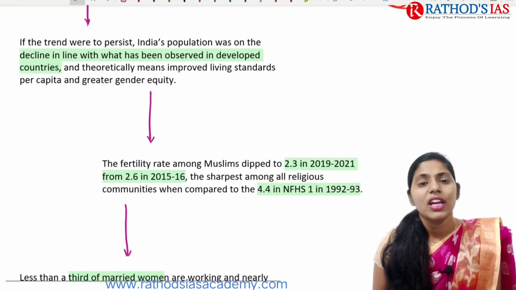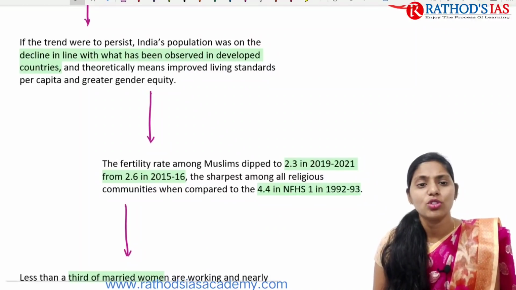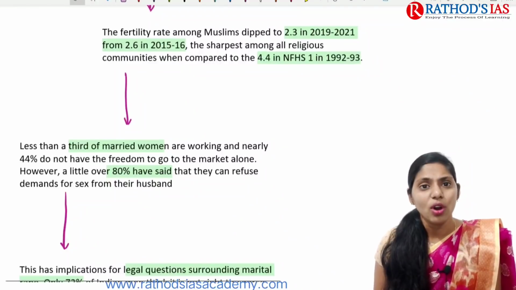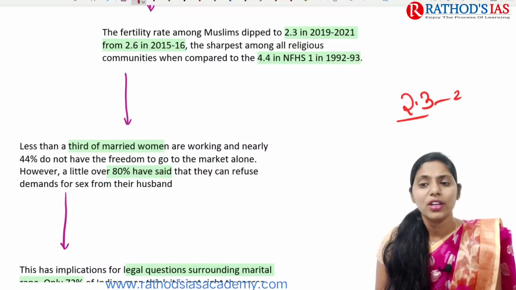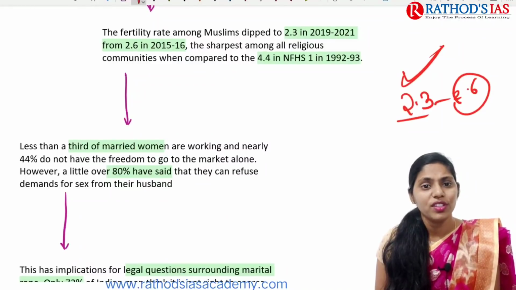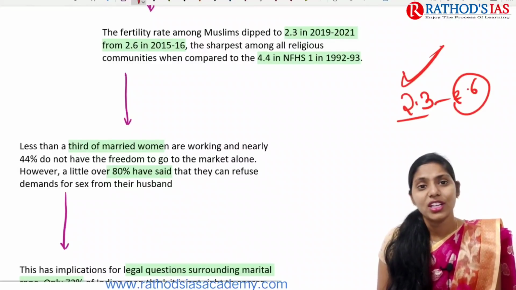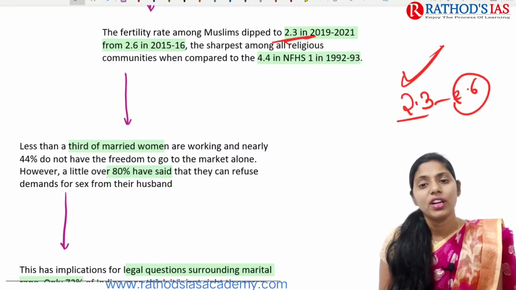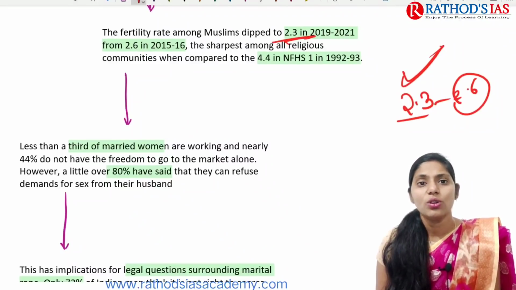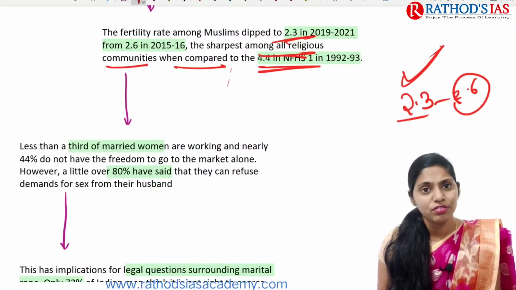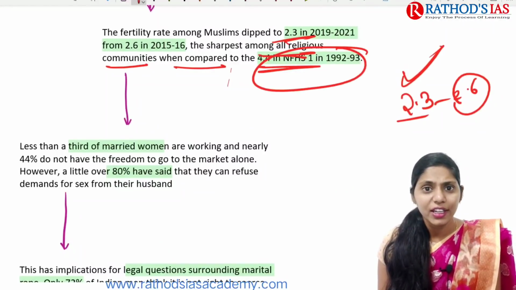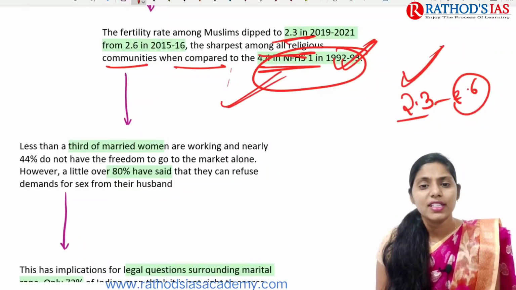And the next one is India's population, which is seen in a trend of declining because of the declining of this TFR. And if you are talking about the fertility rate among Muslims, it has also dipped to 2.3 from 2.6. So in Muslims also there is a decrease of this TFR. Here TFR was 2.6 in 2015 to 2016 and now it is 2.3 in 2019 to 2021. It is also the sharpest among all religious communities when compared to 4.4 in the National Family Health Survey 1 in 1992 to 1993. So when we compare the data of 1992 to 1993 with this recent data, it mainly says that yes, there is a decrease of this fertility rate.